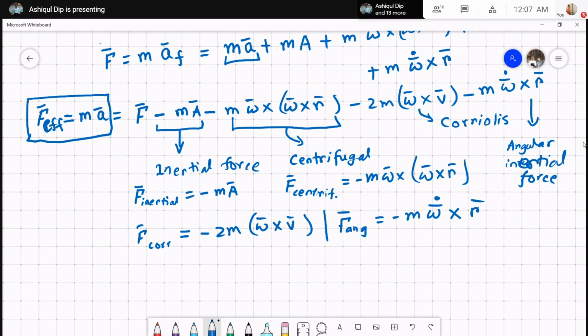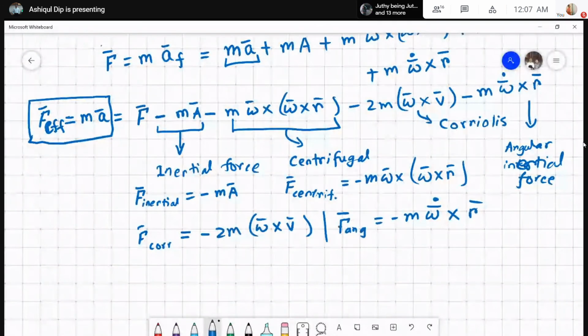So these are our fictitious forces when we have a non-inertial frame. In any non-inertial frame, you can have these four kinds of forces. So the question is, what is the common feature you observe in these four kinds of forces, these four non-inertial forces? What is the common feature between those? Cross product.